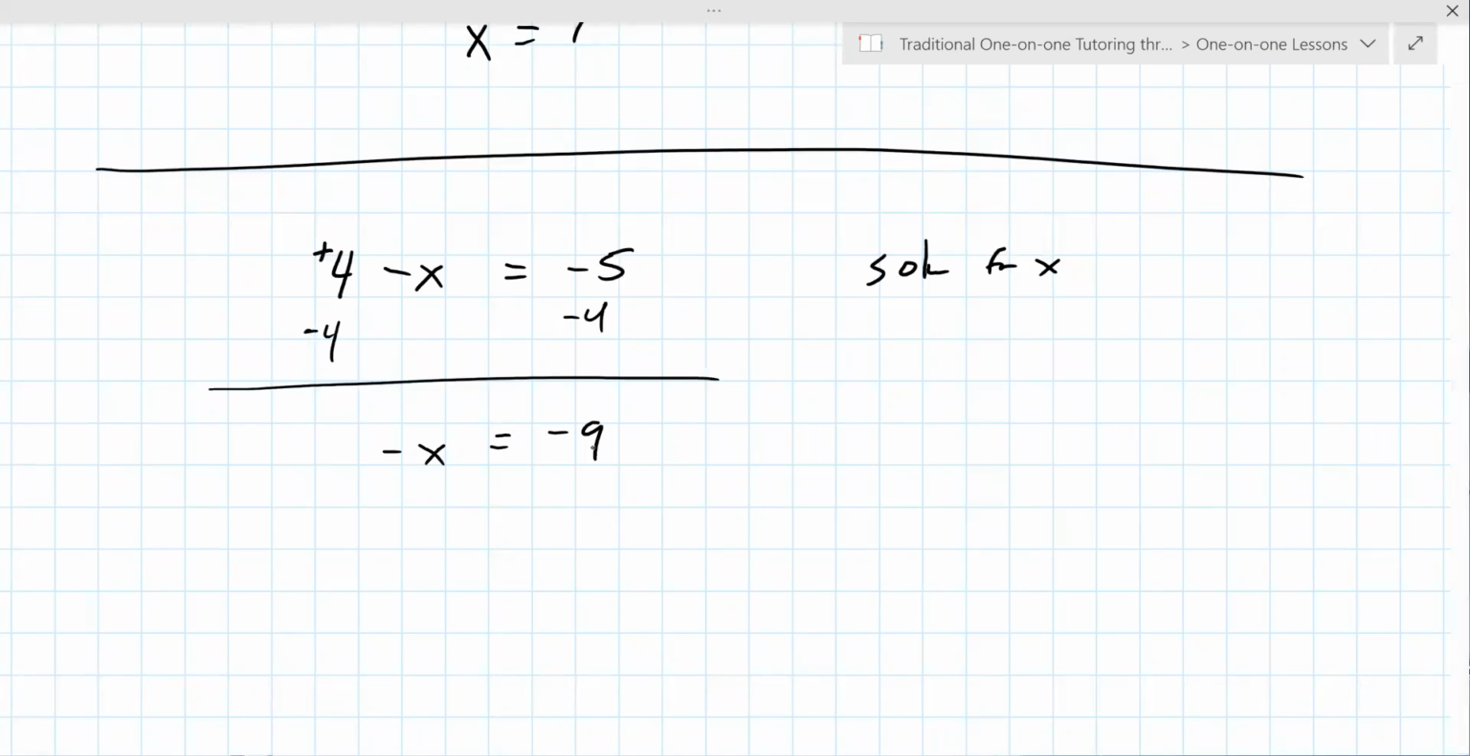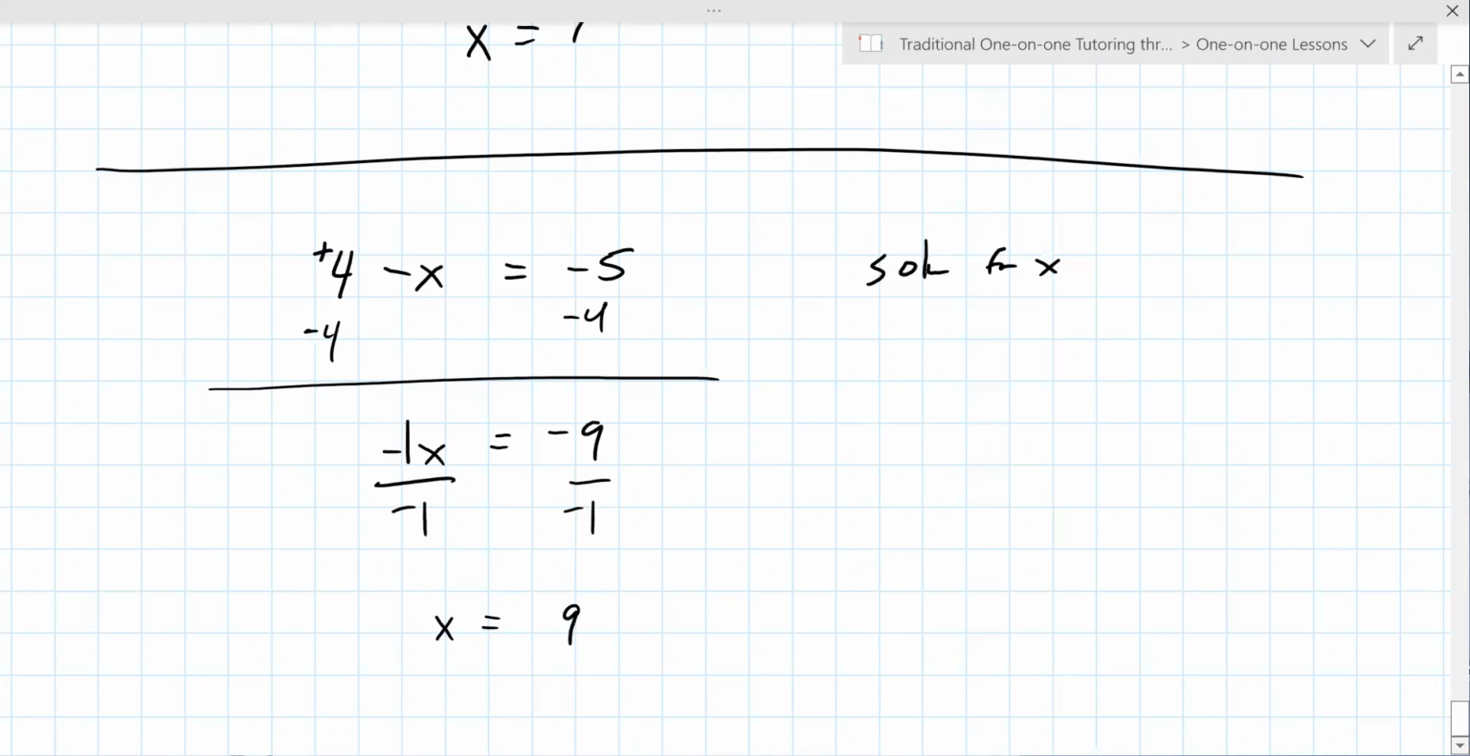Would you divide by x on both sides? You want to get x by itself. It's almost by itself. There's this negative in front. Really, it's a -1. Okay, so you would add 1 to both sides? But it's multiplying. Oh, multiplying, so divide. Divide by -1. So x equals 9. Okay.